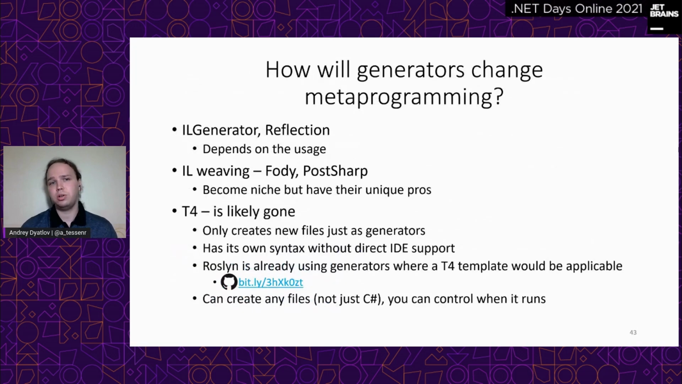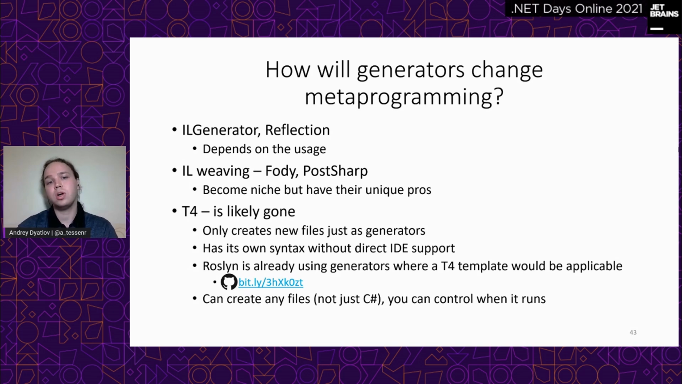So with ILGenerator and reflection, everything depends on the way you use them. Check whether it makes sense for your particular scenario to replace them with source-generated code. ILGenerator and reflection, I believe, will become niche, but they still have their unique pros. And the only tool that is likely gone is text templates, because just like source generators, they only create new files. They have their own syntax without direct support in most IDEs.